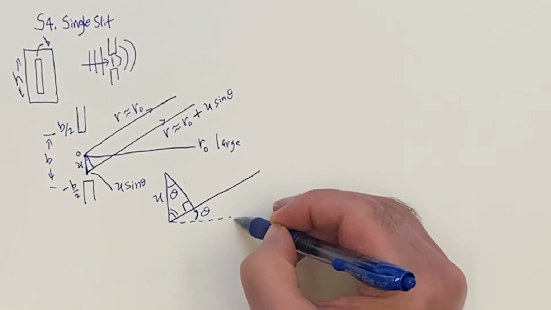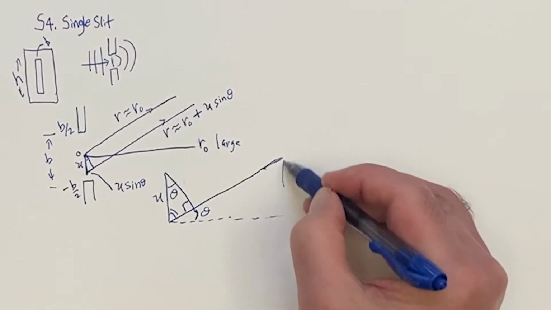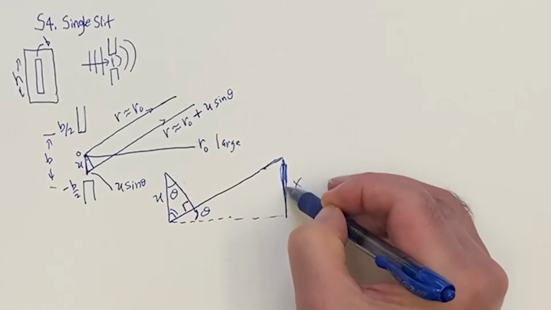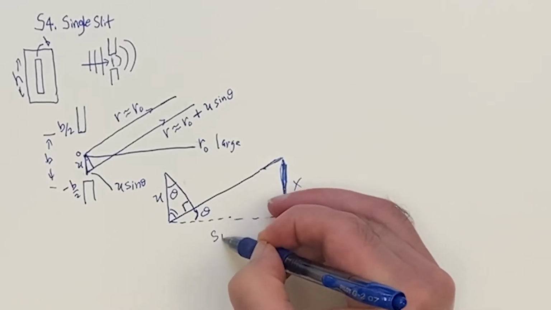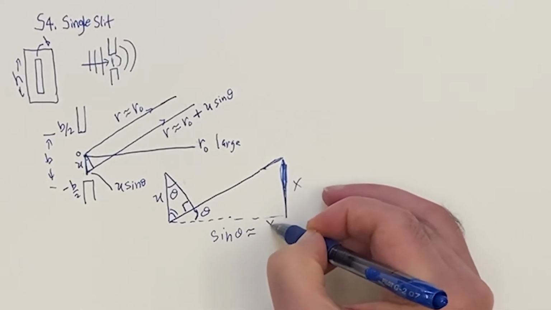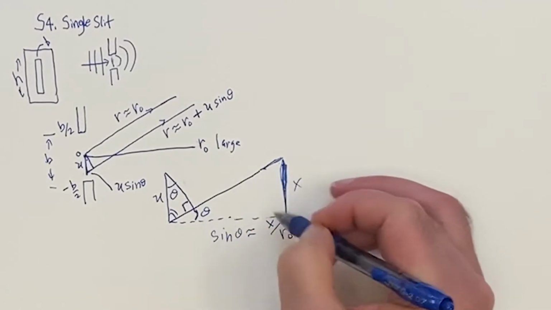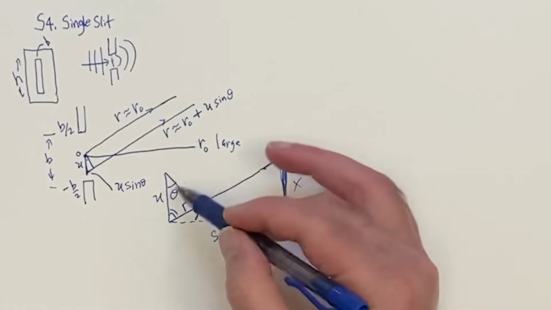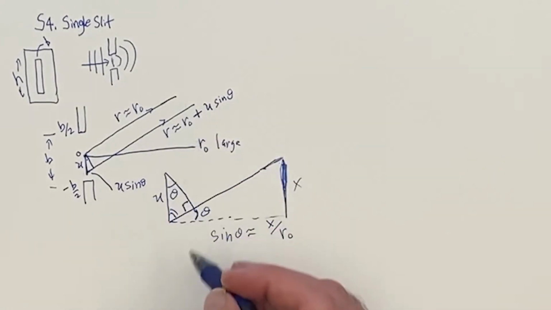Now, if you go very, very far to the screen, you're going to have over here some X away from the center, and the sine of theta will be approximately X over R naught, because these are both going to be approximately R naught when they're very, very far away. So that helps relate to geometry. But we're really interested in doing the integral.